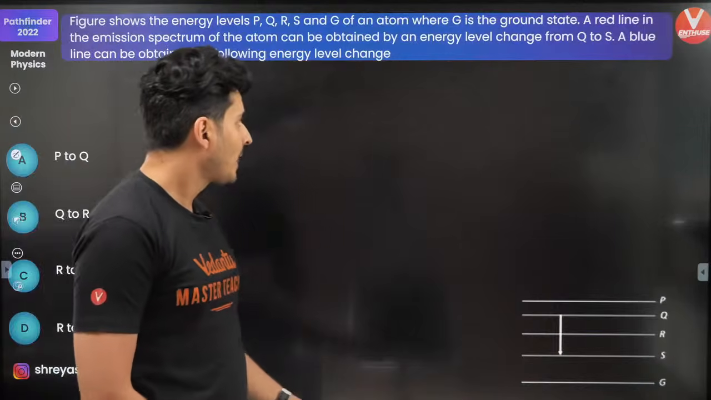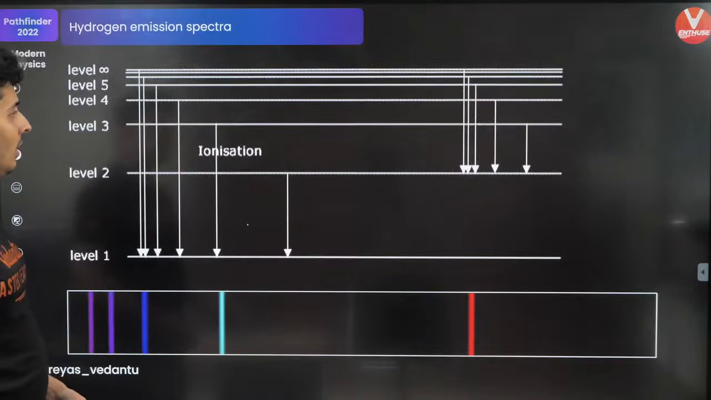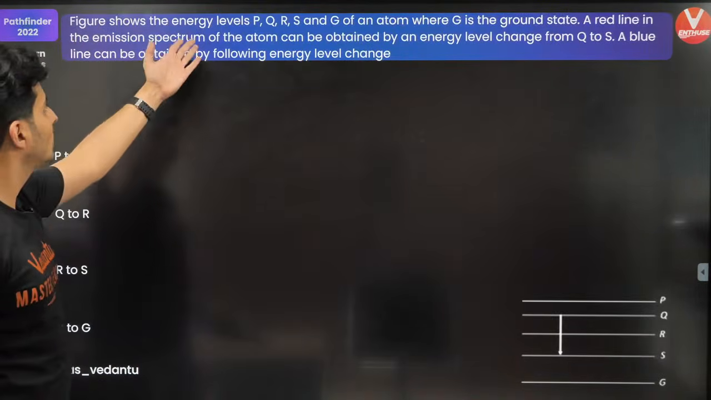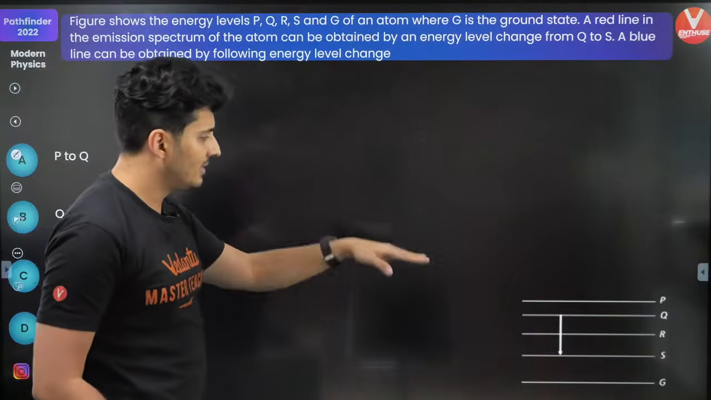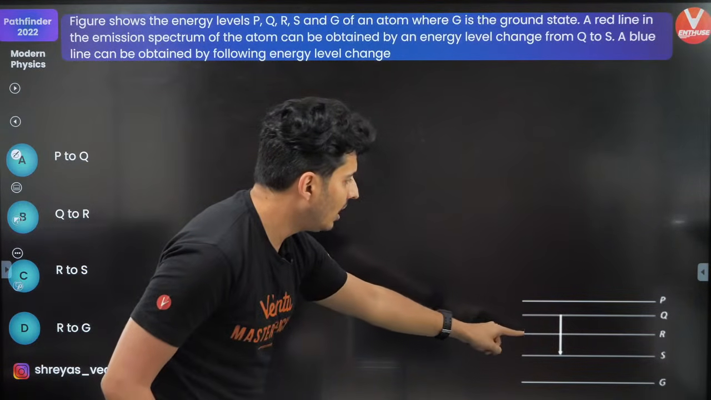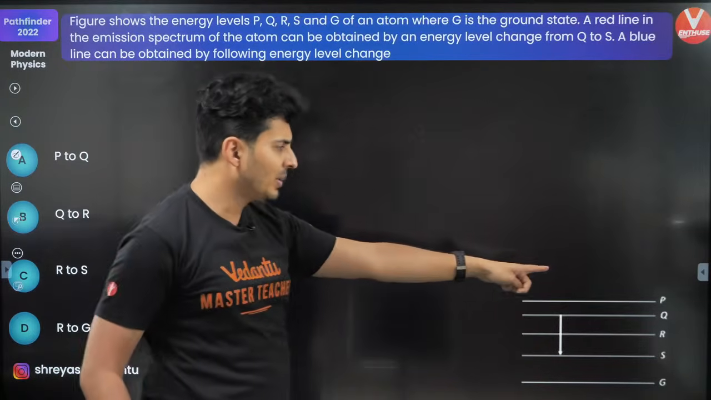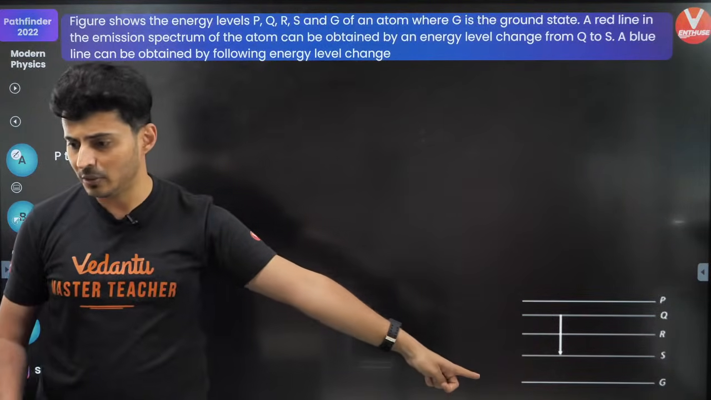Let's move ahead. So, let's solve a question. The figure shows the energy levels of P, Q, R, S and G. Okay, I hope you can see it. I hope that's visible right over there.